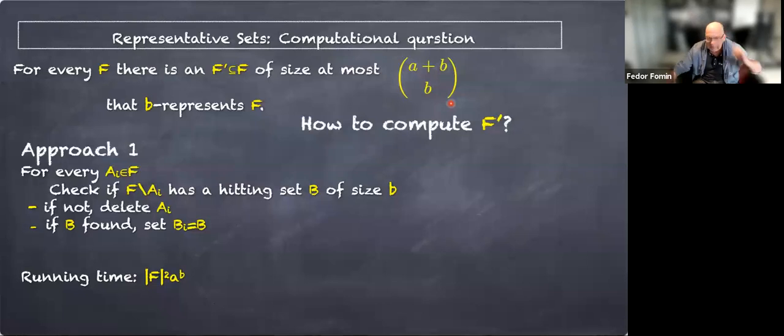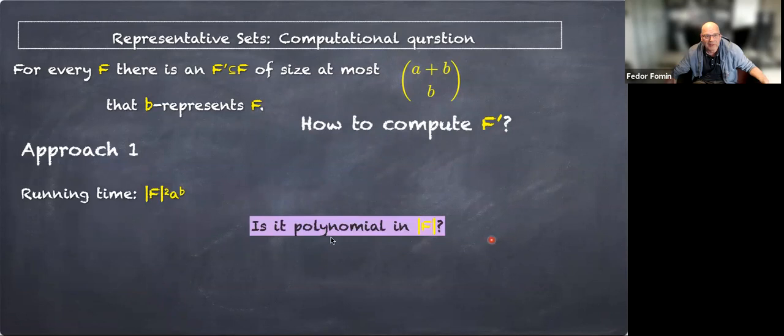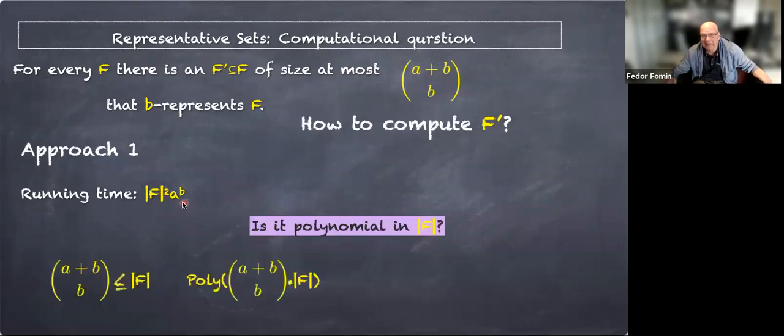Yeah. So the running time is this one. Okay, so the running time is okay. It's F squared, but F squared, you can probably make it linear in F. Yes, but the thing which I do not like is the power b. And so the question is actually, is this running time even polynomial? What I want is a polynomial time algorithm at the end, to compute representative sets.